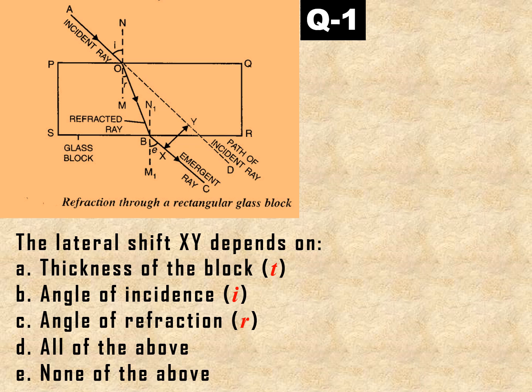You have 5 options. The lateral shift xy depends on option A, thickness of the block, T. Option B, angle I. Option C, angle R. Option D, all of the above. Option E, none of the above. Just write question number 1 and your selected option number.